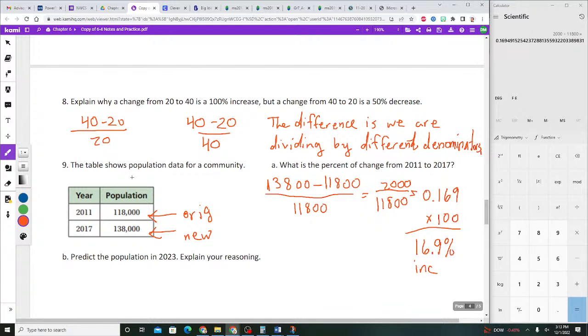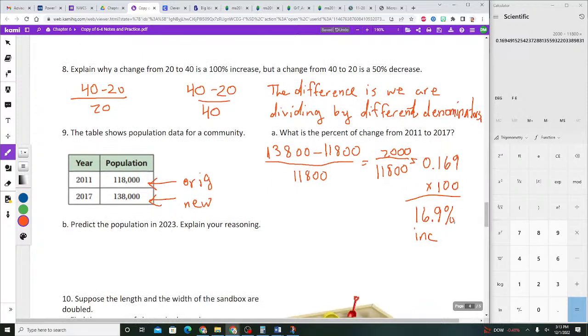Now, it says predict the population in 2023 and explain your reasoning. So what they want you to think through here is that there are 2 possible decent answers.